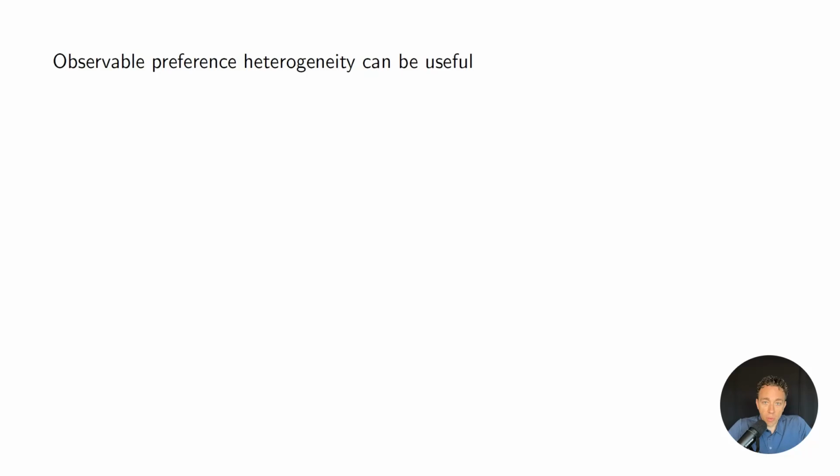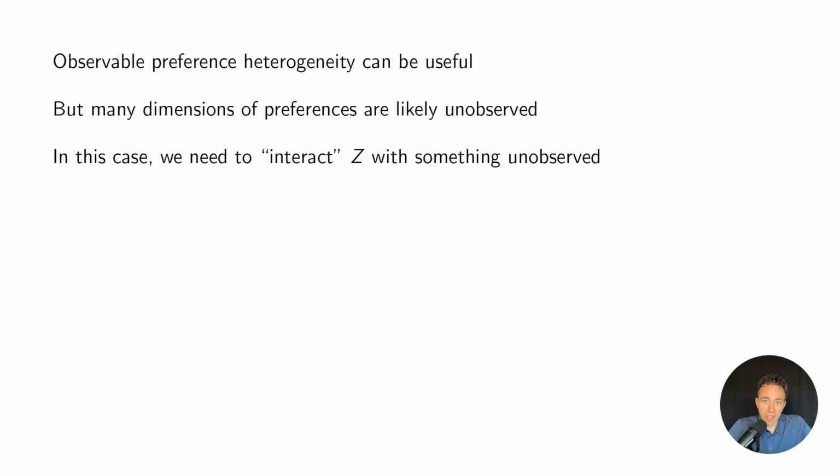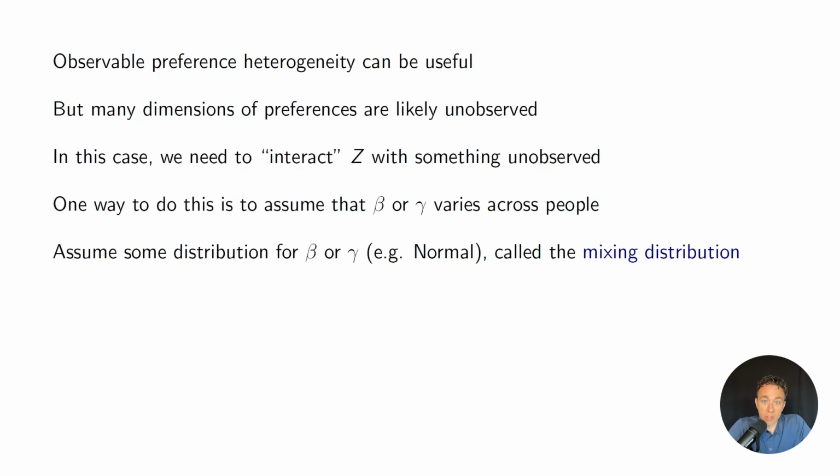This is a very simple way to introduce preference heterogeneity, but it's unlikely to be fully satisfactory, because a lot of different dimensions of preferences are unobserved to the data analyst. In this case, we would need to interact our Z variable with something that's unobserved. One way to do this is to assume that the preference parameters, beta or gamma, vary across people. We can assume there's some distribution of gammas in the population. Maybe we assume it's normally distributed, and we call this the mixing distribution.